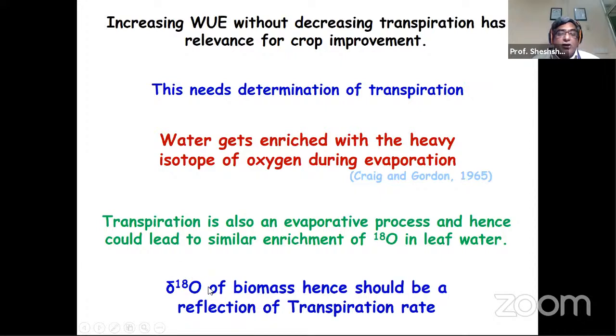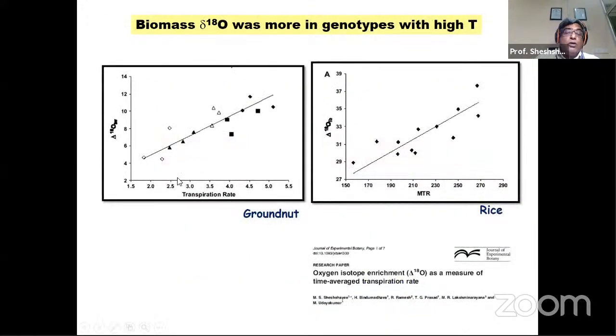And we measured the oxygen isotope ratios in the biomass, and we could develop that into a very beautiful technique to estimate the differences in the transpiration rate. And this is what we find, whether it is in the controlled environment or the genetic variabilities, we find a very strong relationship between the transpiration rate and the oxygen isotope enrichment in the leaf biomass. This particular method has been used.